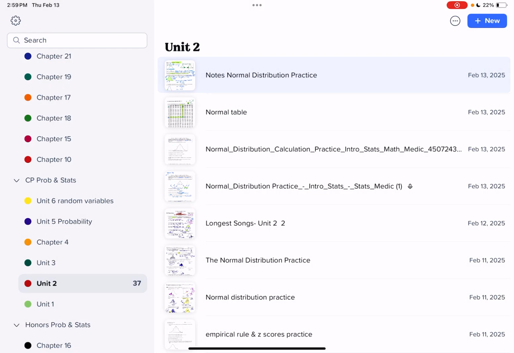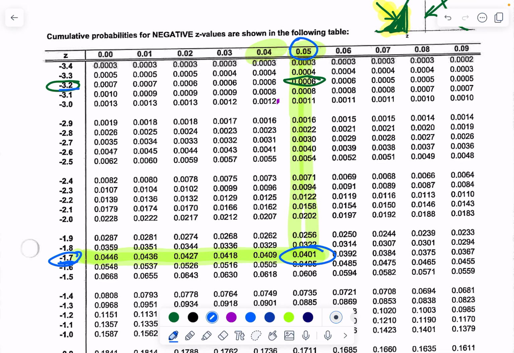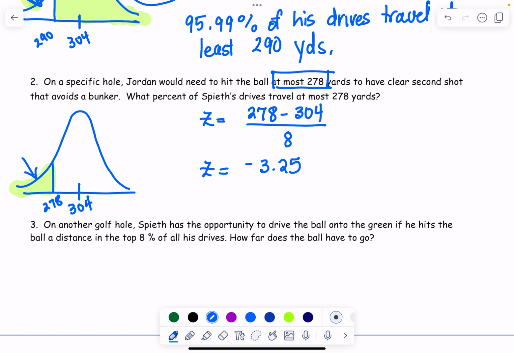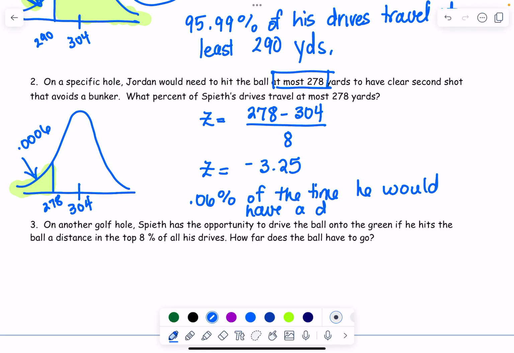It's below the mean. That's why it's negative. So I'm going to go over to the table, look for negative 3.25, and you can see here that the intersection would be 0.0006. So that happens to be the area under the curve I'm looking for. There's no subtracting here. I've got the side I want. So when I convert that to a percent, my answer is 0.06% of the time he would have a drive of, at most, 278 yards.